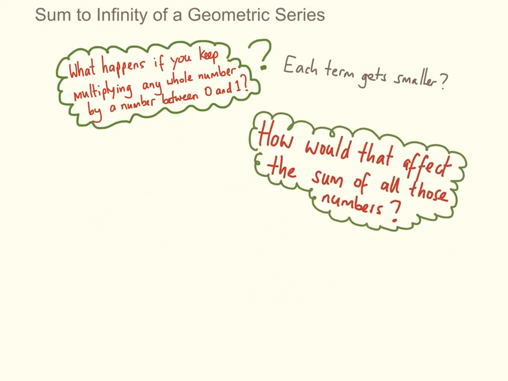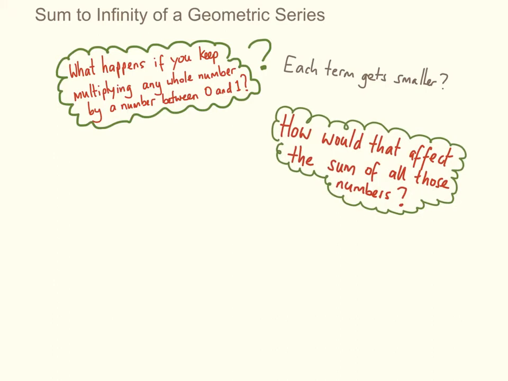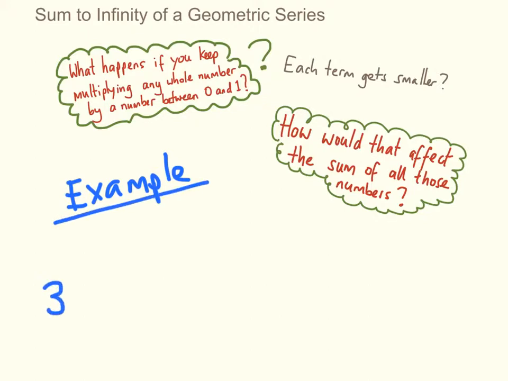So if I was summing a geometric series where my ratio was a number between 0 and 1, how would that affect, say, my sum of the first 10 terms, or my first 20 terms, or my first 50 terms? Okay? And to understand what I'm getting at, imagine if I have a first term of 3, and a common ratio of 0.2, a number between 0 and 1.